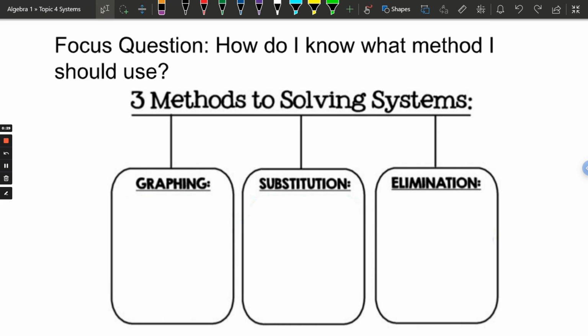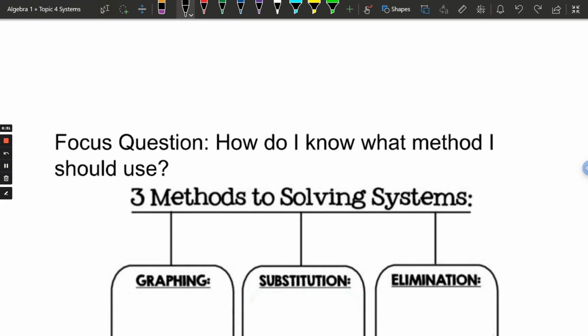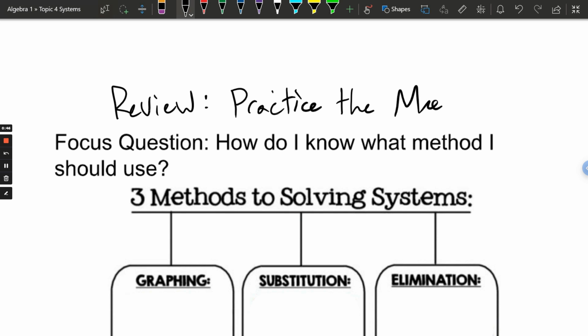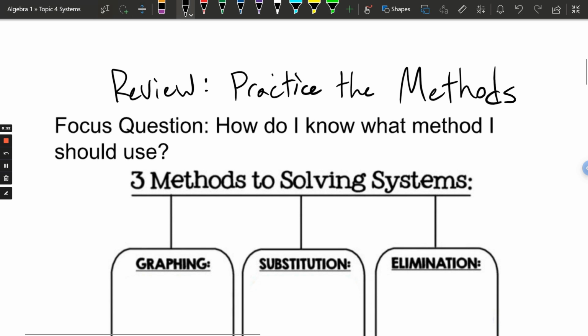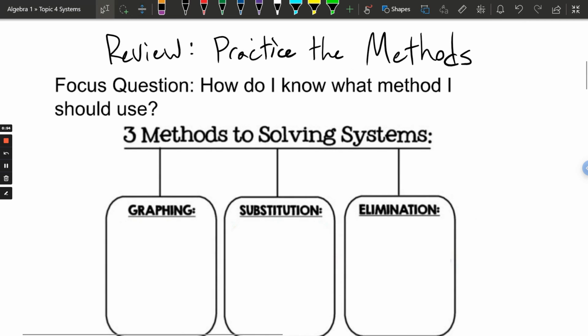All right, guys. Today we're going to be doing a bit of a review of the different methods we have learned to solve systems of equations. So this is a review, practice the methods. And by the methods, I mean the methods that are listed in the table below. And our focus question today is, how do I know what method I should use?